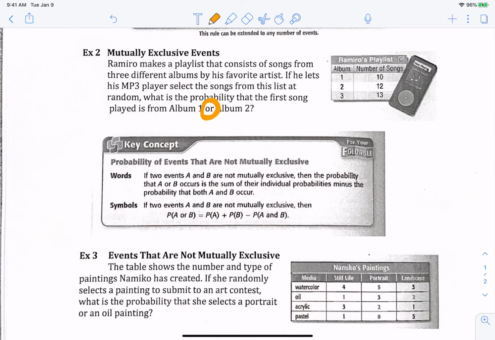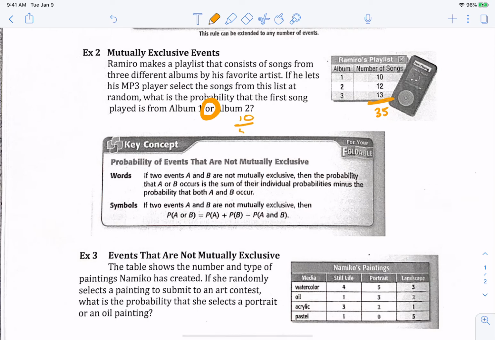How many songs is he actually choosing? I have no clue. One song. He's only choosing one song from album 1 or album 2. How many total songs are there? 35. Okay. Album 1, what's the chances of him drawing from album 1?